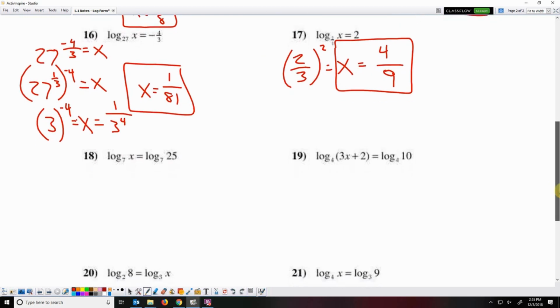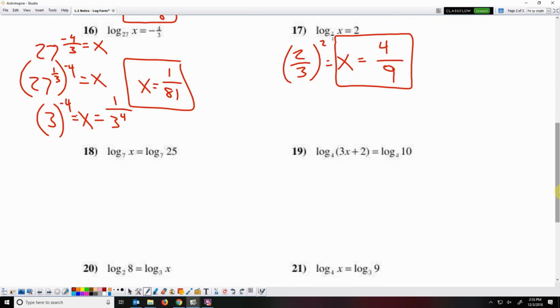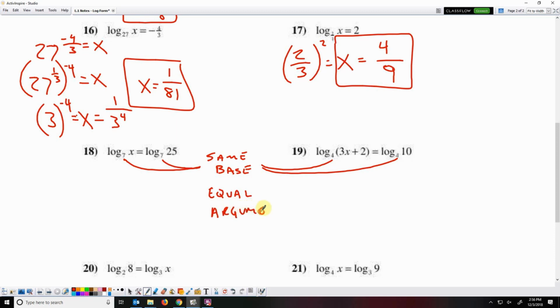Okay, so we've got a different type of logarithmic equation now, where there's a logarithm on both sides. So notice that these two have the same base. I've got a base of 7 and a base of 7. I have that over here also. Base of 4, base of 4. When the bases are the same, I have equal arguments. So this argument equals this argument. X equals 25.